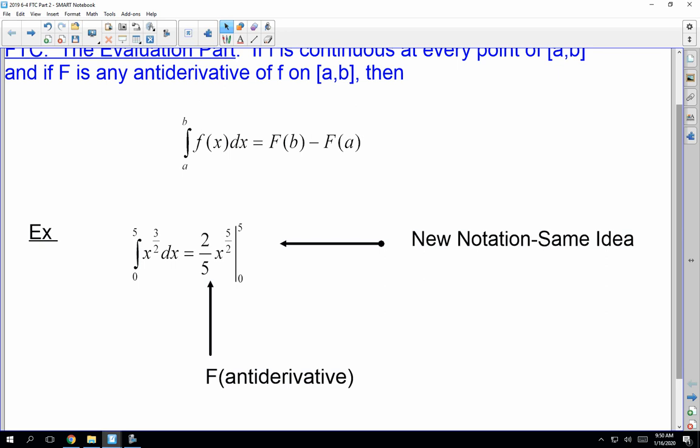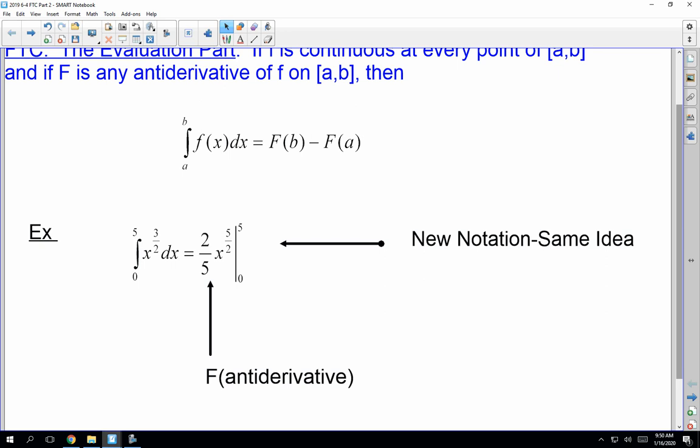The integral from 0 to 5 of x to the 3/2. This is actually using the power rule. If you raise 3/2 up one power, you get 5/2. You see how that works? So if you raise this up one degree, you end up with x to the 5/2, and then you just divide by the 5/2, which is equivalent to multiplying by the reciprocal.